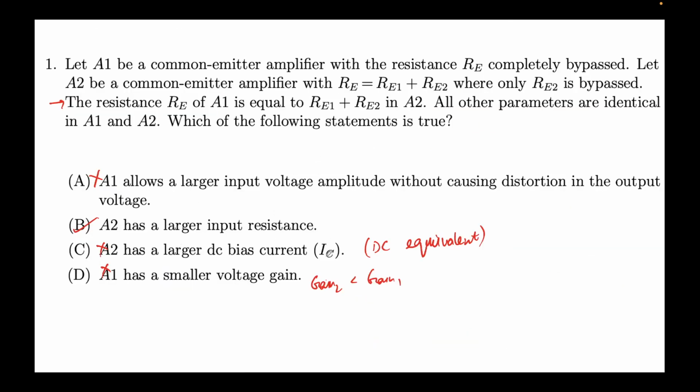The DC equivalent IC and VC will be the same for both A1 and A2. The gain is higher for A1, but despite having smaller gain, partial bypass has a higher input resistance, and more importantly a much higher tolerance to the input signal that we can apply. So depending on the application, we use either partial bypass or full bypass. That is the complete summary for this problem.